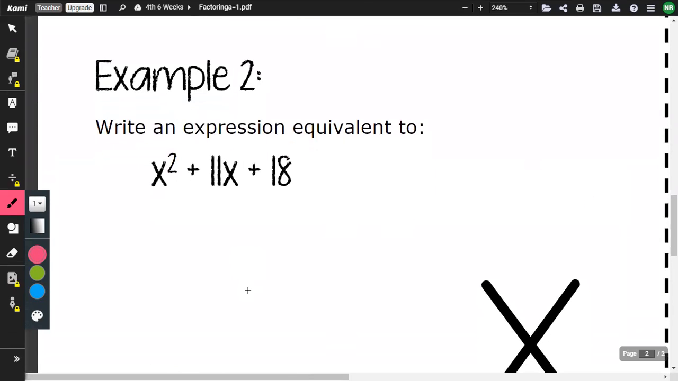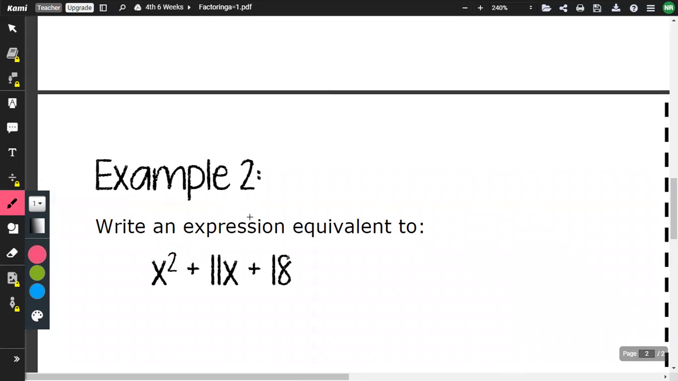Example 2. On the STAR test, they're going to present these questions to you in this manner. It's going to say something about write an equation, something similar to write an equation equivalent to, and they'll give you a trinomial. Your answer choices are going to be in the form of 2 binomials, or sometimes it's going to be only 1 binomial, and I'll address that whenever we get to it. But here we go. So let's see.